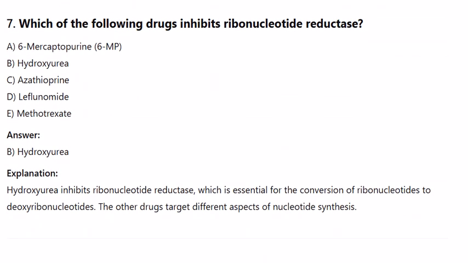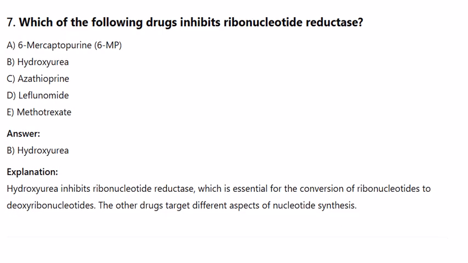7. Which of the following drugs inhibits ribonucleotide reductase? A. 6-mercaptopurine, 6-MP, B. Hydroxyurea, C. Azathioprine, D. Leflunomide, E. Methotrexate. Answer: B. Hydroxyurea. Explanation: Hydroxyurea inhibits ribonucleotide reductase, which is essential for the conversion of ribonucleotides to deoxyribonucleotides. The other drugs target different aspects of nucleotide synthesis.